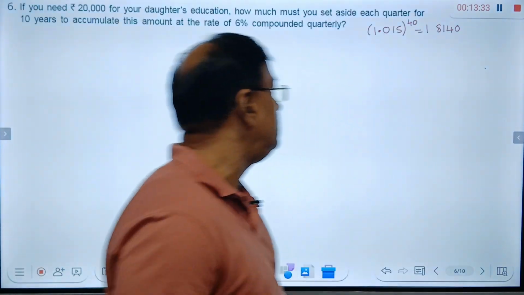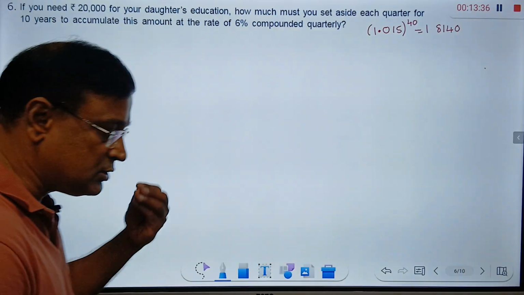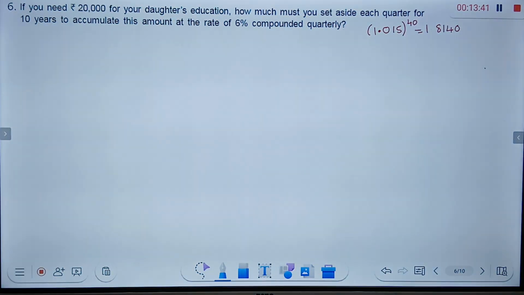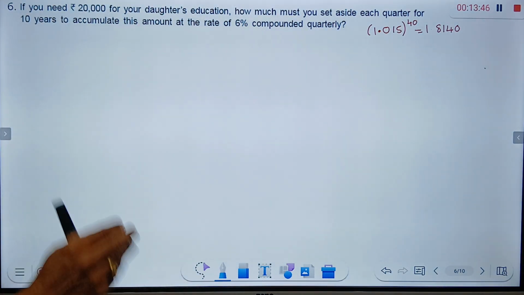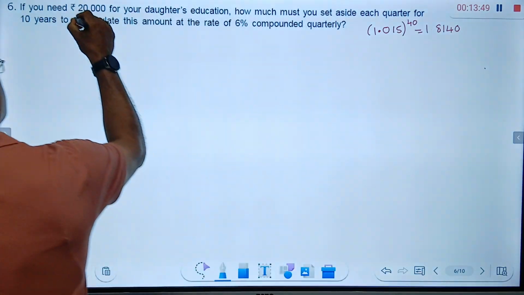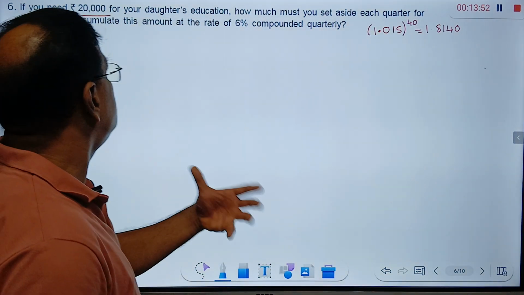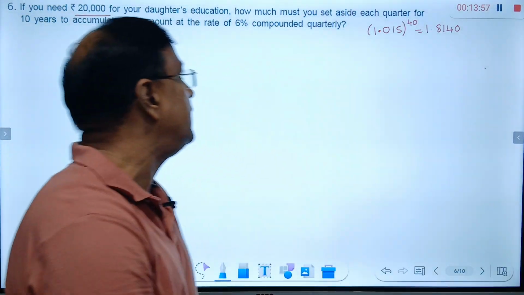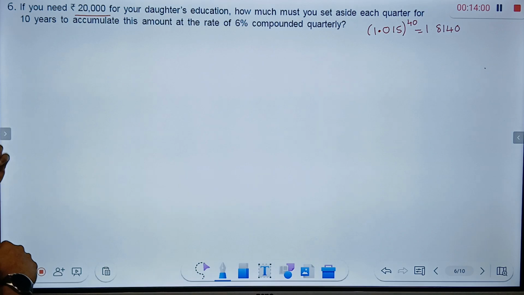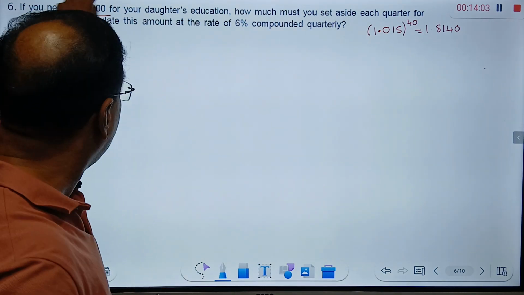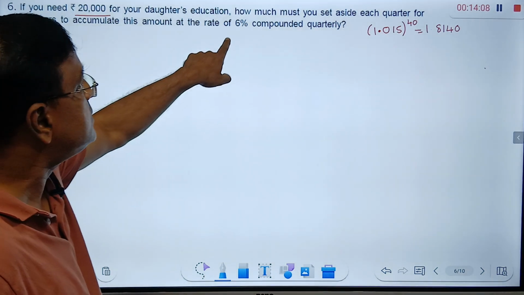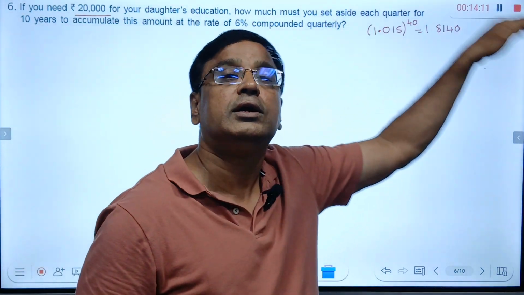Okay. Now let's start with the problem. This is the first question that we are going to do. I have a reference also for the calculation, otherwise it will take time to do. So let us see what best we can do with this. If you need 20,000 for your daughter's education, how much must you set aside? How much money you should keep aside each quarter for 10 years to accumulate this amount? For 10 years, you have to put the money so that it accumulates to this amount at the rate of 6% per annum, 6% compounded quarterly.